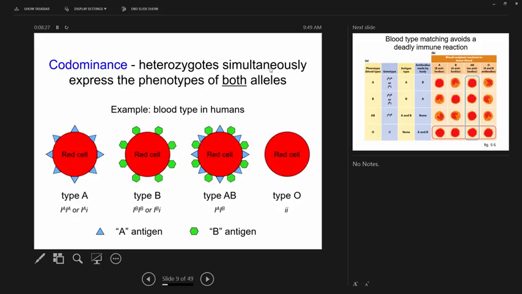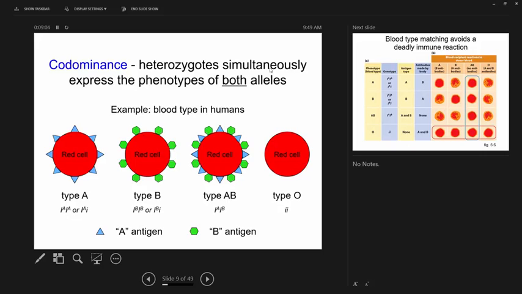Here's the difference. If you have one big IA allele and one big IB allele, you have codominance, because there's room on the cell surface to express both antigens. It's not completely covered, so you can tell both antigens are present. If you look with a strong enough microscope, they really do look like little blue triangles and little green hexagons. The A antigen is present, and the B antigen is present. One of them does not interfere with the other one.